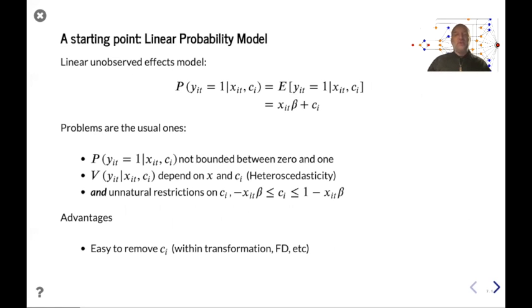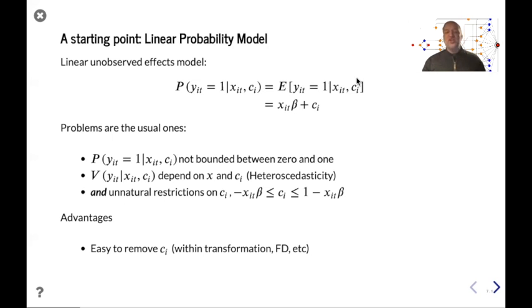So here's a linear unobserved effects model. It's basically assuming that the probability of Y_it conditional on X_it and c_i is a linear function. That's why it's called the linear probability model. It depends on X_it, but also c_i. And because we have a Bernoulli distributed variable, the probability that it is equal to 1, conditional on X_i and c_i, is equal to the expectation.